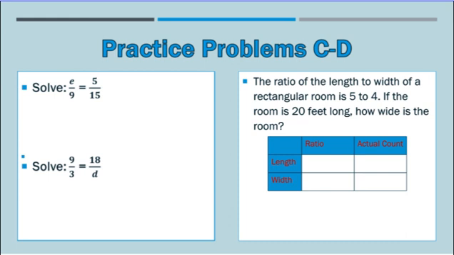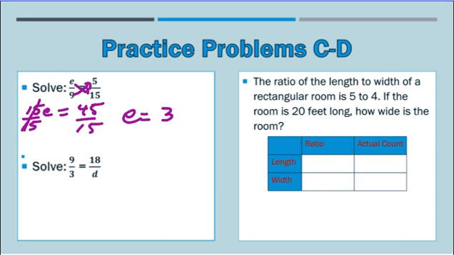Next one, e over 9 equals 5 over 15. Now, there's nothing you can multiply 9 by to get 15 that's a whole number. So this is one where I would do the cross multiplication. E times 15 is 15e. 9 times 5 is 45. To get e by itself, I divide by 15. Do that on both sides. E would now have to equal 45 divided by 15, which gives you 3.